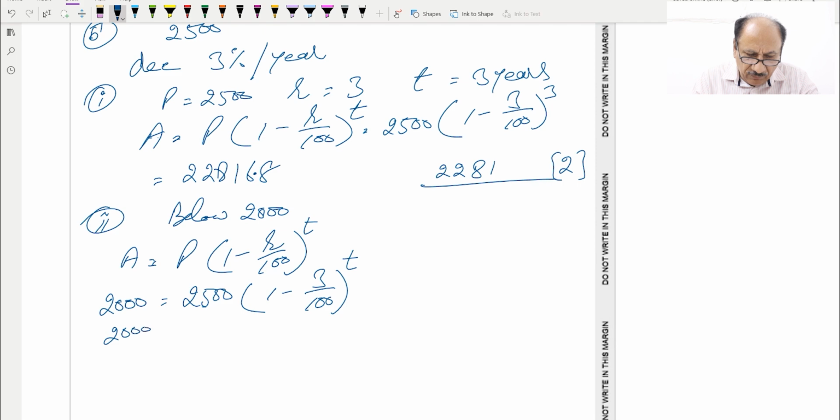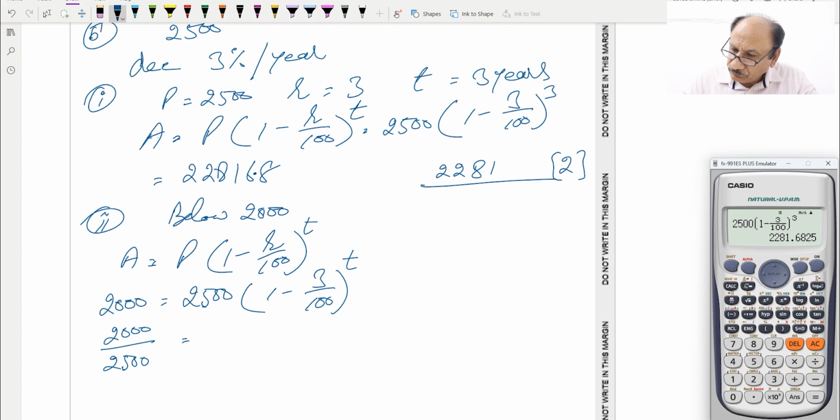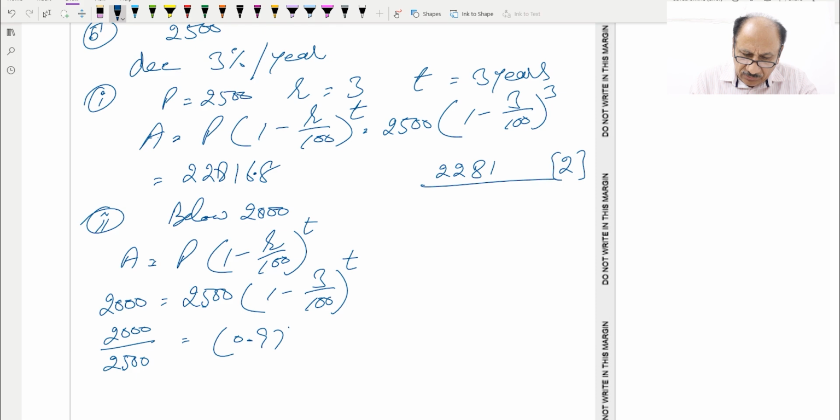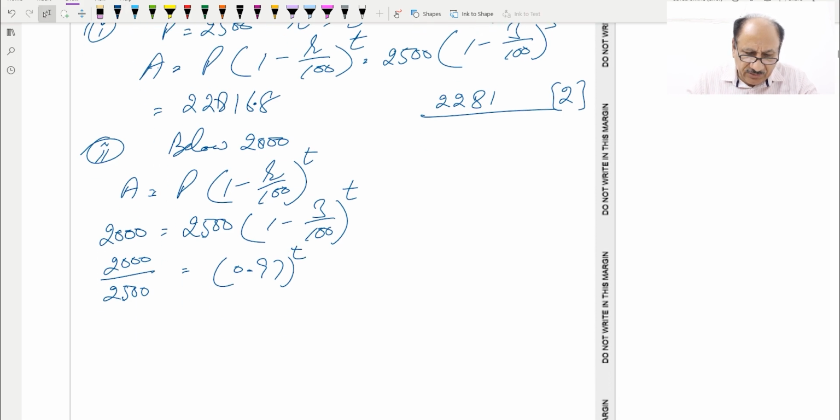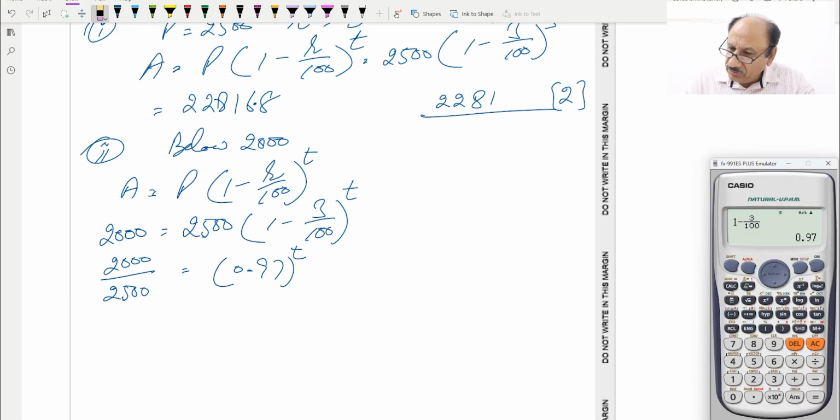We can divide by 2500 on this side, and on this side we can calculate 1 minus 3 over 100, and this is equal to 0.97. So 0.97 raised to the power T. Now at this stage, I will calculate this side as well, and this will be 2000 divided by 2500, and this is equal to 4 by 5, or as a decimal value we can take 0.8.